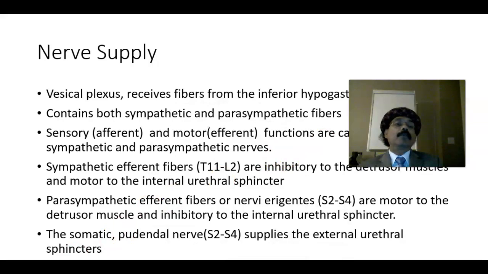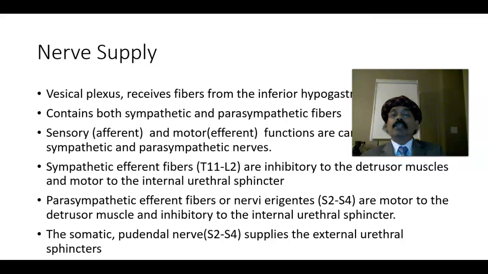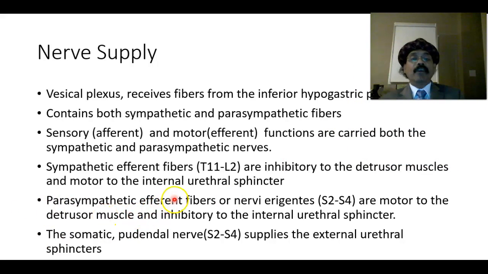Okay. Nerve supply: it is an internal organ, so it should have autonomic nerve supply, sympathetic and parasympathetic. Sympathetic is coming from T11, T12, and L1, maybe L2 segments of the spinal cord, from the lateral gray horn of the spinal cord. Okay, that is the sympathetic. Sympathetic carries the efferent fibers and is inhibitory to the detrusor muscle and motor to the internal urethral sphincter. Okay, so the person can keep the urine.